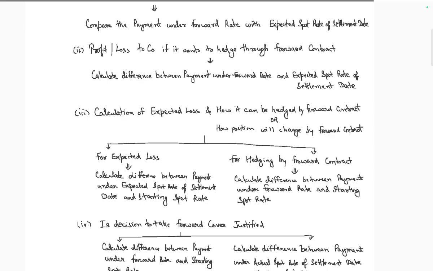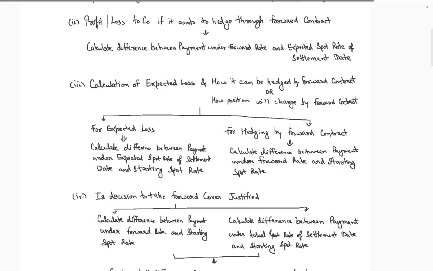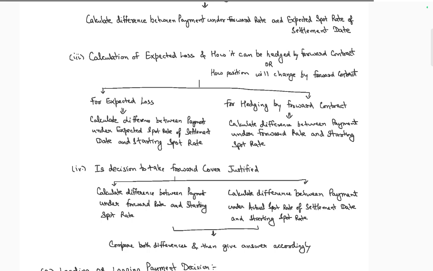Calculate the difference between the payment under the forward contract and the expected spot rate of the settlement date. Calculate the expected loss and how it can be hedged through the forward contract, or how the position will be changed in the foreign contract for the expected loss. Calculate the difference between the payment under the expected spot rate of the settlement date and the starting spot rate. For hedging of the foreign contract, calculate the difference between the payment under the forward rate and the starting spot rate.